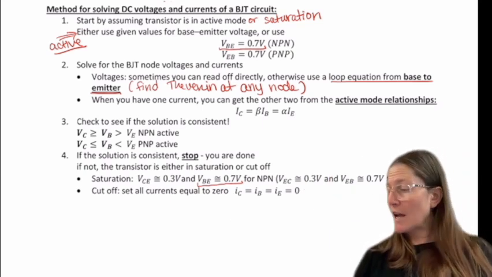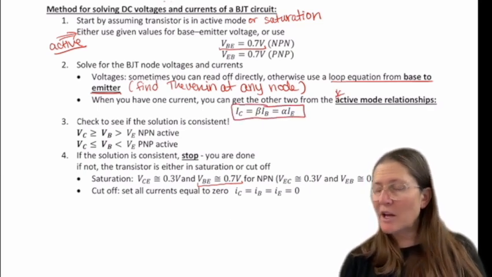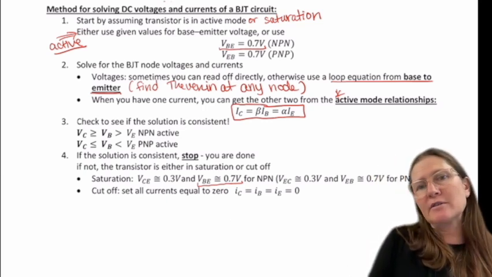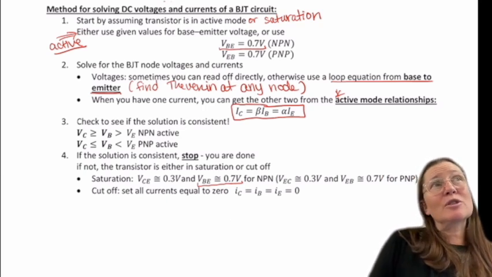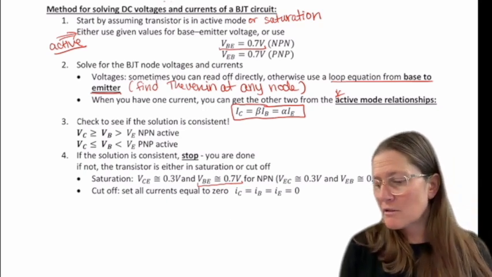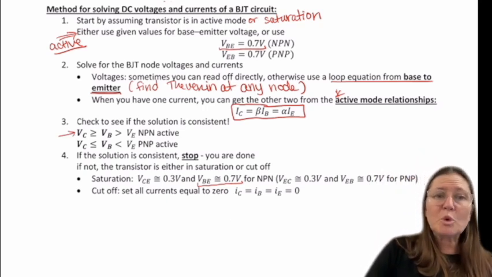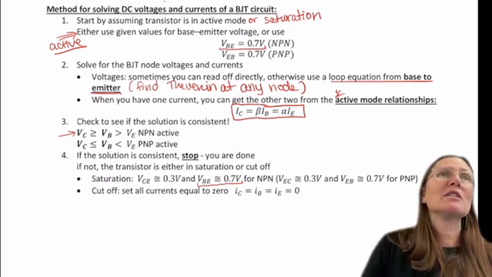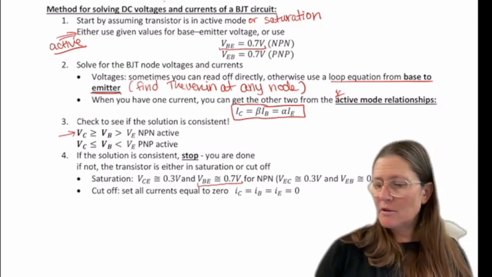Okay, for the active mode, you can use this relationship as one of your equations. So IC will be equal to beta IB, which is equal to alpha IE. After solving those for the currents and the voltages, you're going to then check if VC is greater than VB, or even equal. You'll be in the active region, the NPN will be the correct value. So this would be your check.